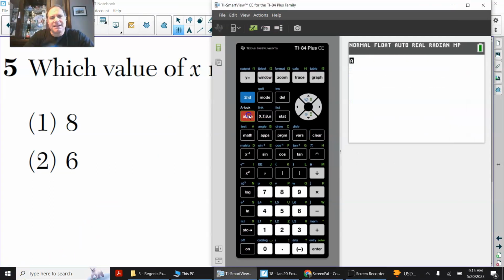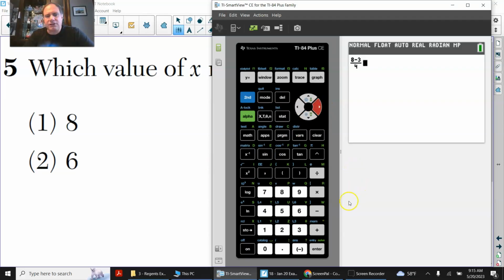I'm going to put into my calculator alpha x. Alpha x is how you get to the quick fraction, inputting a fraction. So that right there is set up. So it's x minus 3. So I'm going to put, instead of x, I'm going to try 8. So 8 minus 3, I'm substituting my 8 in for x, and that's over 4.